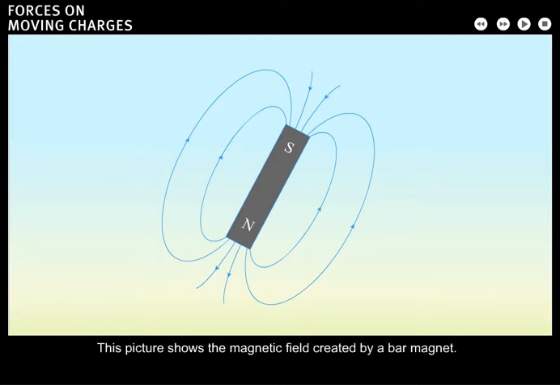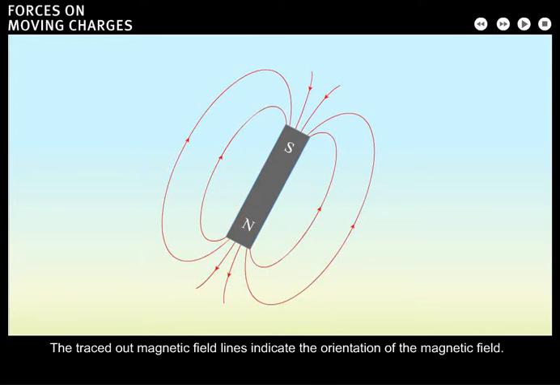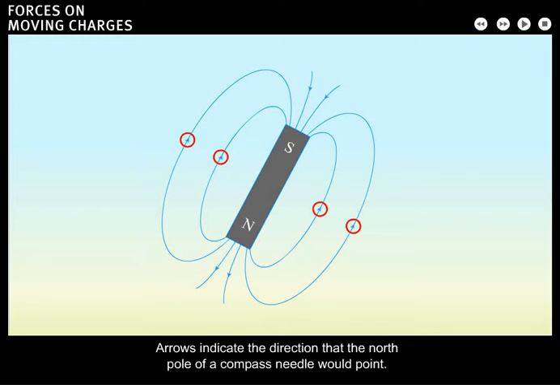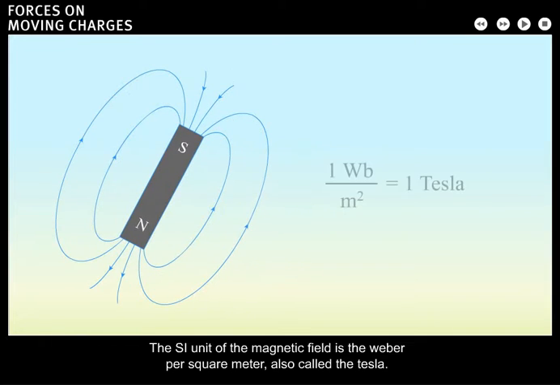This picture shows the magnetic field created by a bar magnet. The traced-out magnetic field lines indicate the orientation of the magnetic field. The magnetic field is tangent to any point on the line. Arrows indicate the direction that the north pole of a compass needle would point. The SI unit of the magnetic field is the Weber per square meter, also called the Tesla.